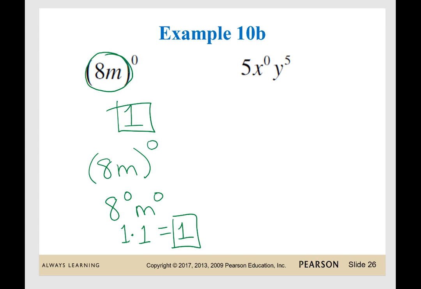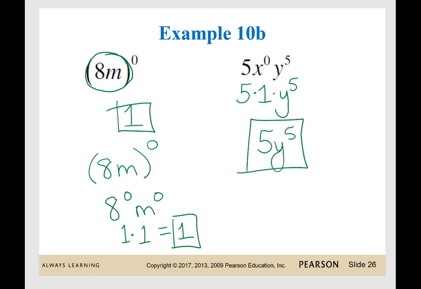All right, next example. Notice the only thing that's raised to the 0 power in this is x. So this is 5 times 1 times y to the 5th. So that is 5y to the 5th. So remember, it's only the base that has the 0 exponent becomes 1, nothing else. So just be really careful with these. Again, you have to look for the parentheses, no parentheses. All those little tiny nuances matter when it comes to algebra.